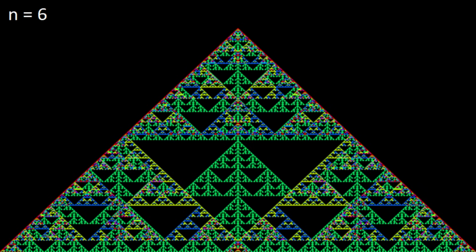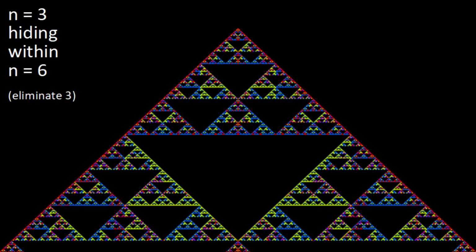And then there's level 6, where I began to notice something. If you remove this turquoise color, corresponding to 3, the pattern of black triangles is actually the exact same as level 3.